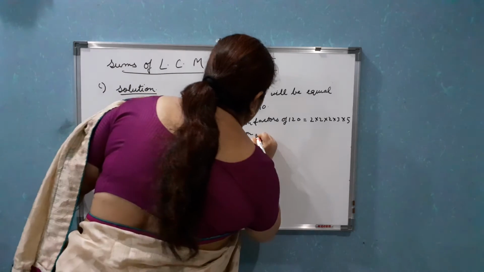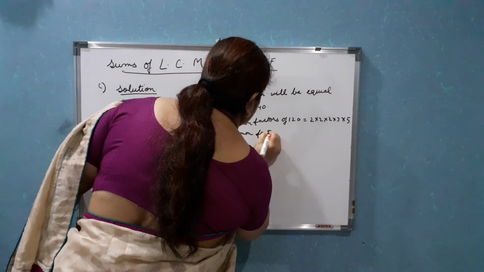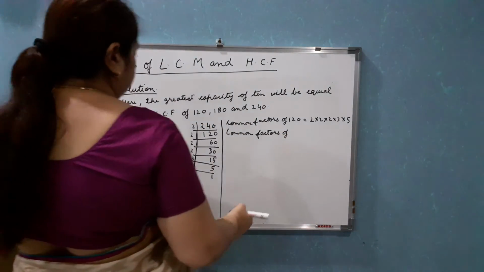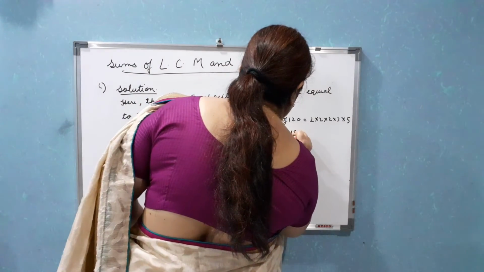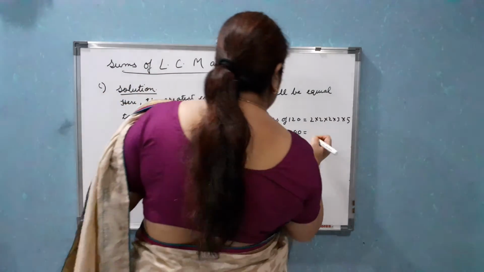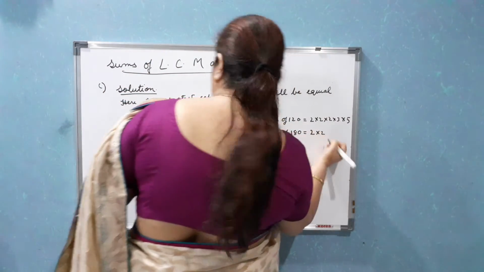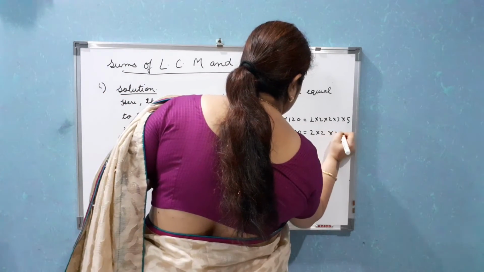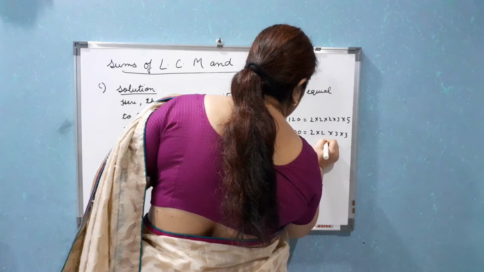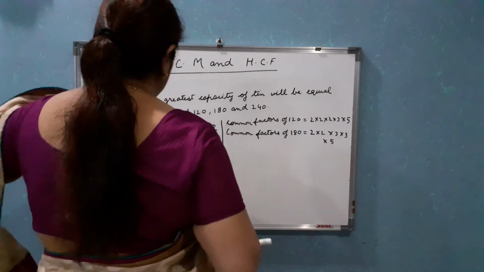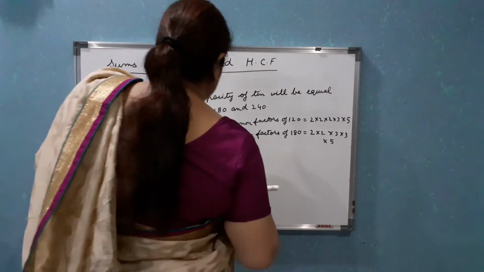Okay, common factors of 180 equal to 2 into 2, then 3 into 3 into 5, then 240.